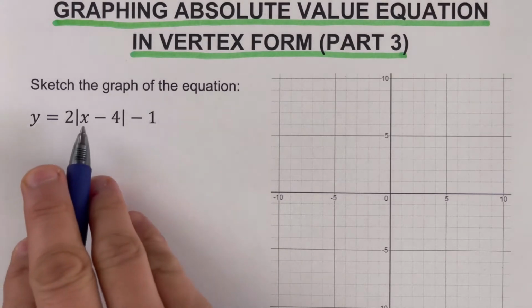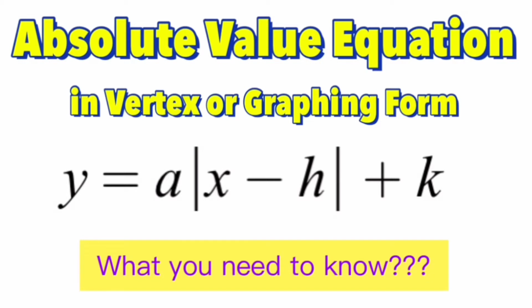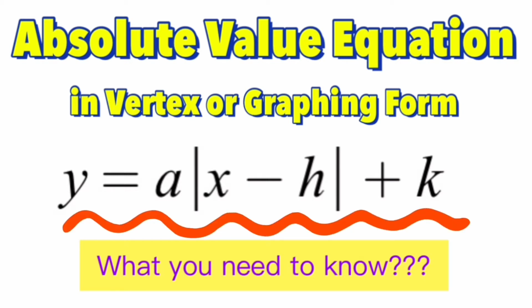Before we jump into this example right here, let's have a review of the basics of absolute value equations in vertex form. We remember that the equation for an absolute value equation in graphing form or vertex form is y equals a times the absolute value of x minus h, plus k. Now let's go over the effects of the parameters a, h, and k on the graph of an absolute value equation.